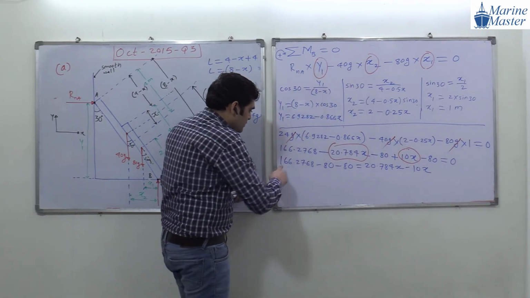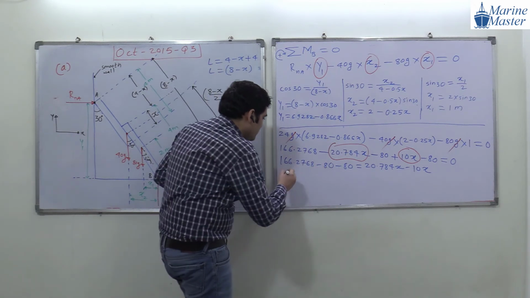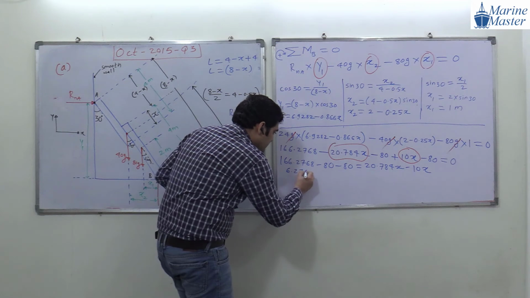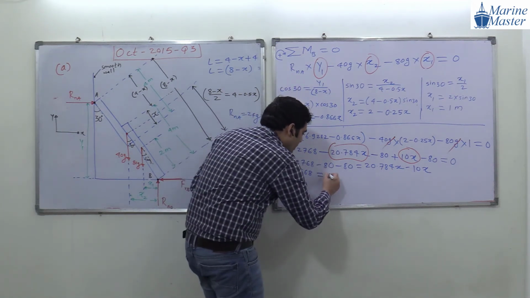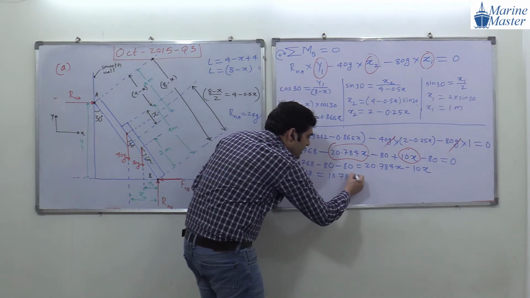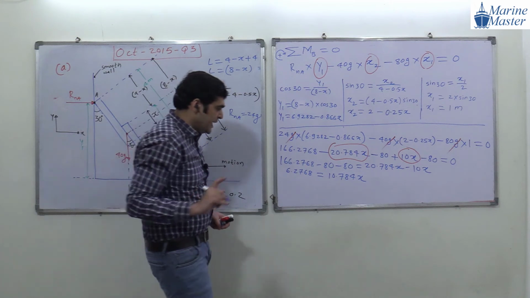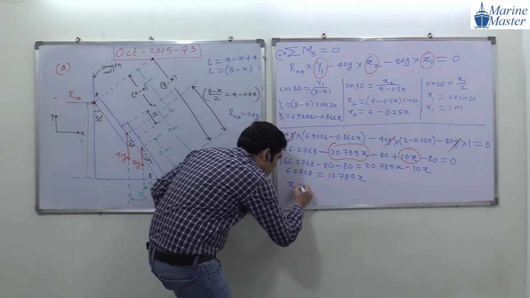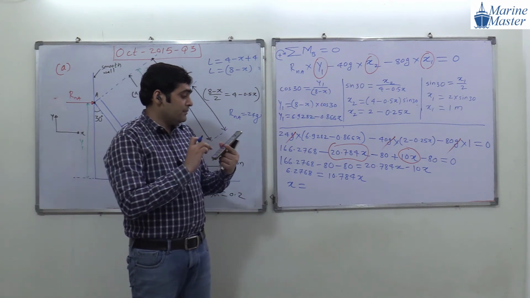Okay, so what will this one be, guys? This will become minus 160. So this will become 6.2768, and this will become 10.784x. Okay, everyone, observe the scenario. Is anything remaining? Check it out. Guys, please be careful with such calculations. So what will be the value of x? We are nearer to our final answer, the overlap.